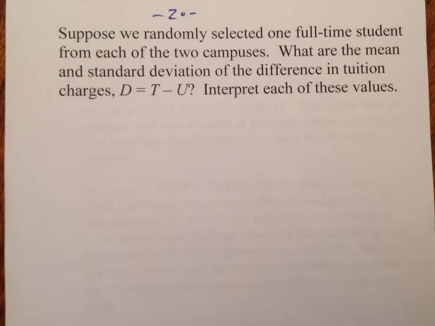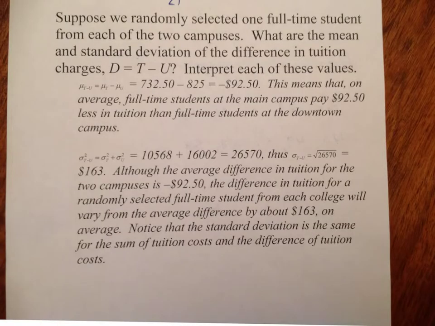Alright, I won't trick you this time. Let's go ahead and call the main campus T and the downtown campus U, and let's calculate the difference in the tuition charges. So when you do the means, you simply subtract. When you do the standard deviations, do the same thing you did as when you added them. For the mean, you simply subtract 732.50 minus 825. Since 92.50 is negative, this means that the average full-time student at the main campus pays $92.50 less than the full-time students at the downtown campus. But with standard deviation, you do not subtract. You still add the variances. And so that's $163.